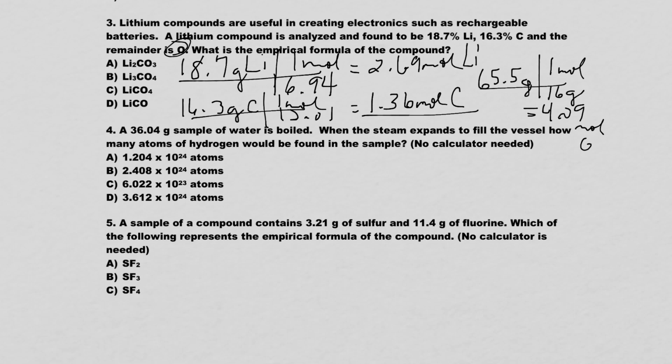So the carbon, when I divide 1.36 by itself, we're looking for one of these that has a 1, so we know it could still be any answer. I'll divide 1.36 into 2.69, and I can tell that that's going to go in twice, so I'm looking for Li2, and actually that narrows it down, but let's make sure. 1.36 into 4.09 does go in 3 times, so that confirms the answer is A.